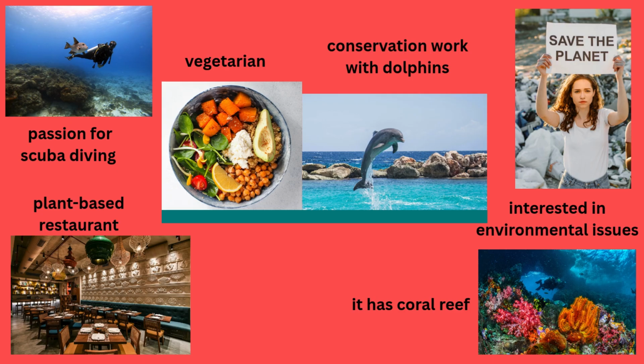So, how can this point be developed further? Saltex Marina has a beach and coral reef, so this could be a development. The next point is Georgina is vegetarian. So, how can Saltex Marina help her with this? Saltex Marina has a restaurant that is entirely plant based. The third point is Saltex Marina has pioneered conservation work with dolphins, and how it can go with Georgina. Georgina is already interested in environmental issues.